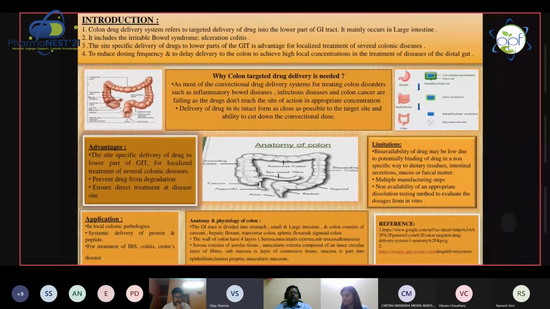Could you please mention some of the methods by which we can target the colon for a particular type of disease? I have asked you the method of drug targeting towards the colon, I'm not asking you the diseases. Colon targeting methods. Yes, sir. By chronotherapy, we can target any drug. Anything else? No, sir.